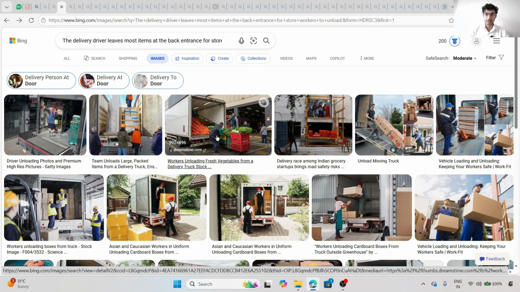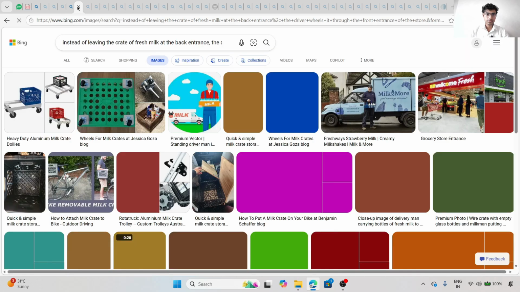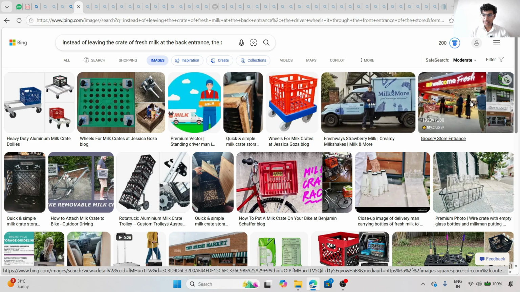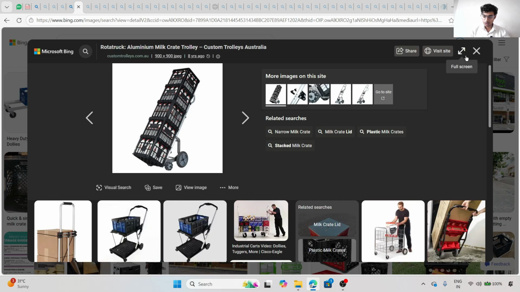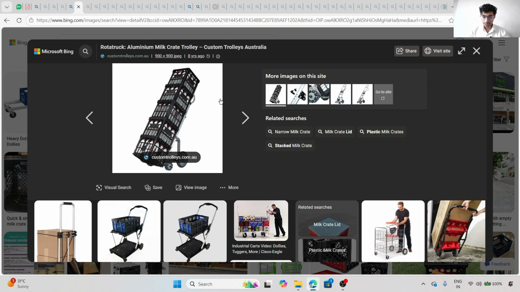he goes to the front entrance of the store, and there he takes the crate of milk. From the front of the store, he takes this crate of milk and moves towards the refrigerator. Here, the milk was leaking from the crate. The milk was leaking on the floors completely, and the driver was unaware of that.